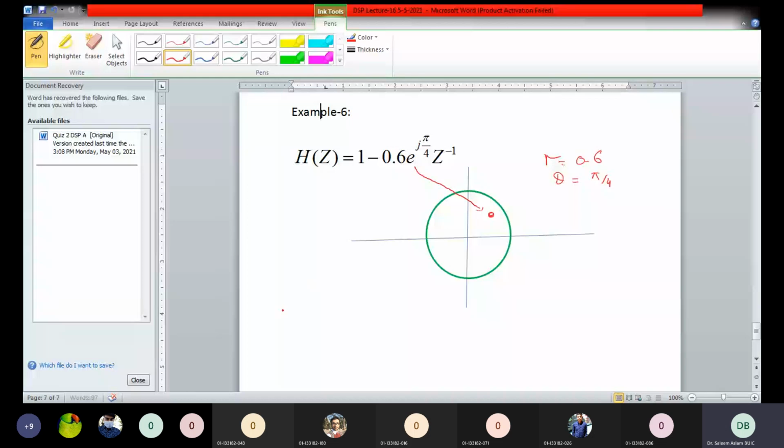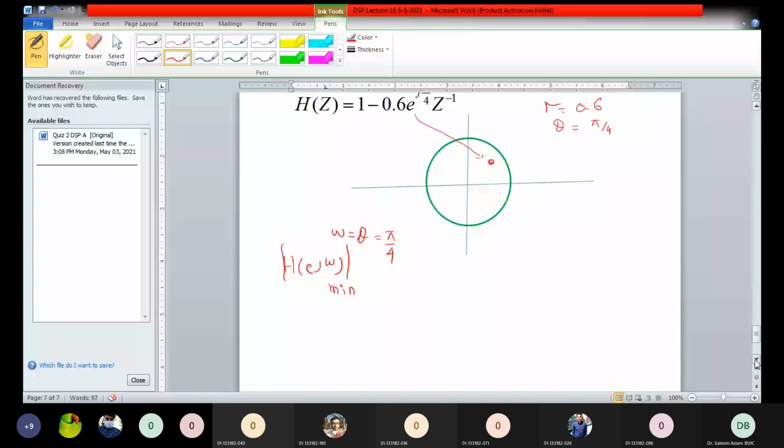Now its minimum value at e to the power j omega. Can anybody help me find at what frequency or what angle the minimum value occurs? The same principle applies: omega is equal to theta, and here theta is pi by 4. So it has the minimum value at pi by 4. What about its maximum value? Anyone? The maximum is at omega equal to pi plus theta, which is 5 pi by 4.